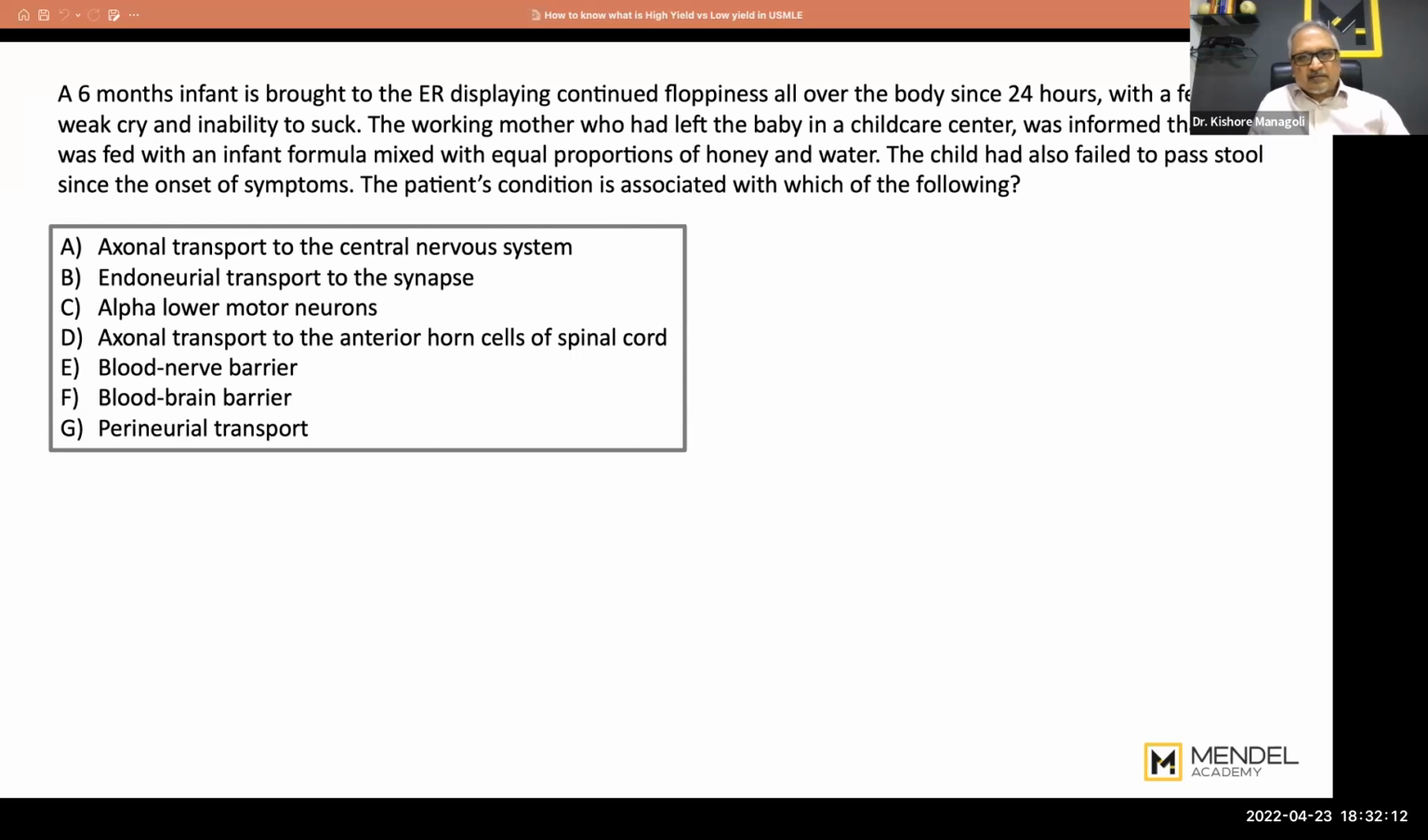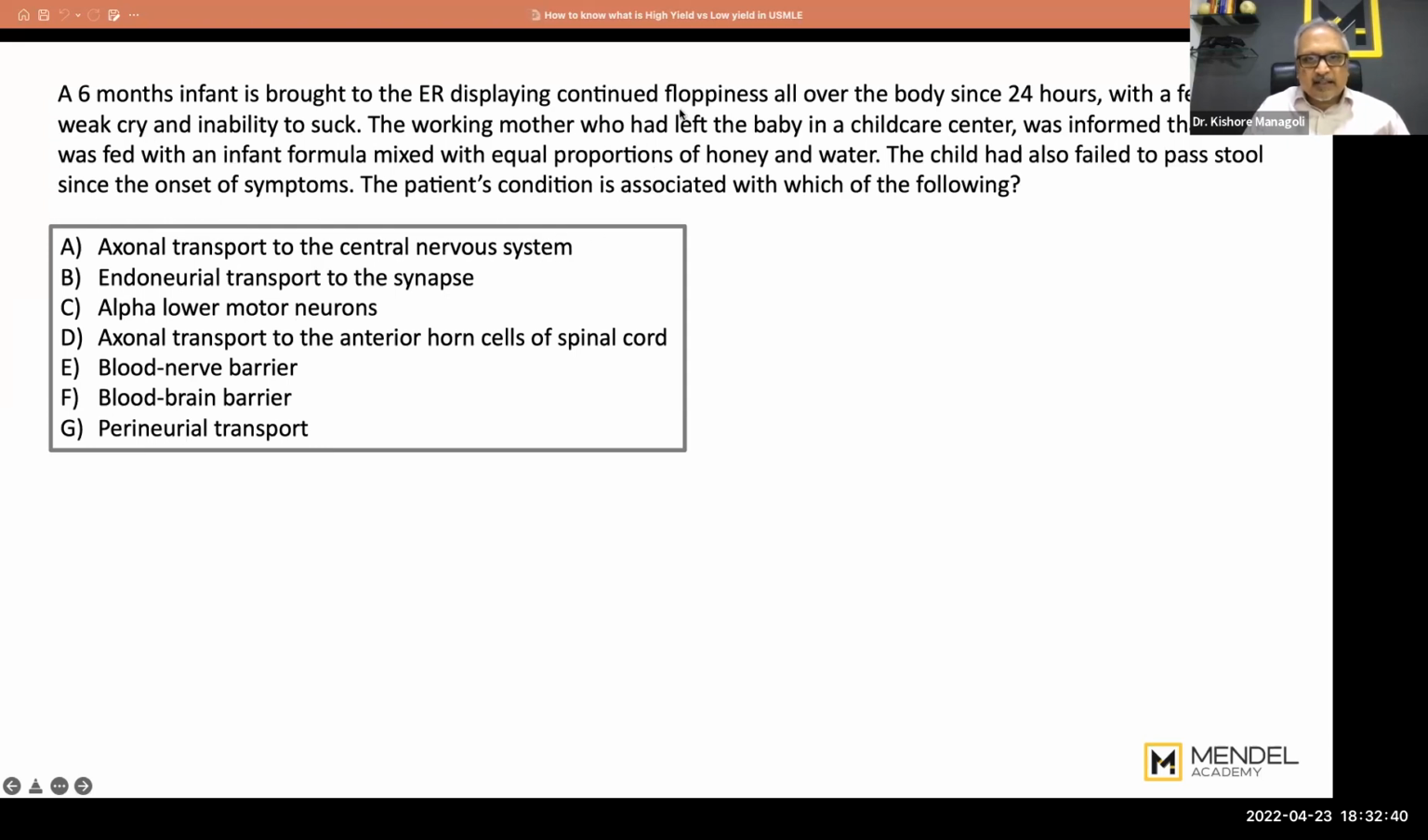The working mother who had left the baby in a child care center was informed that she was fed with an infant formula mixed with equal proportions of honey and water. The child also failed to pass stool since the onset of symptoms. The patient's condition is associated with which of the following? And we have a bunch of options. Now, all of these tell you that there is something that is going to the brain.